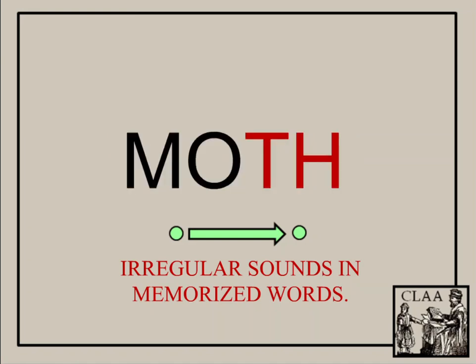Once again, we find the English letter H in another digraph, here in the digraph TH. We know that the normal sound of the letter T is the sound T. But the letter H aspirates the sound T. The sound of this syllable is the aspirated TH. Let's read this word together. Moth, moth.